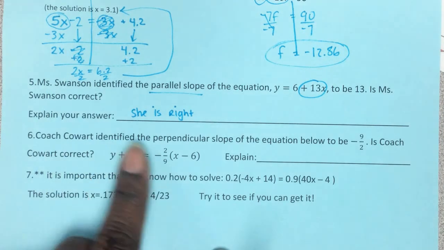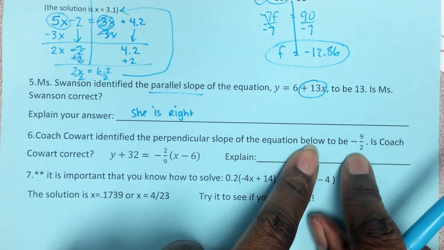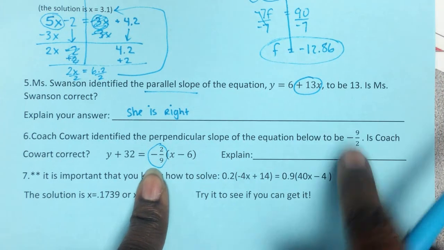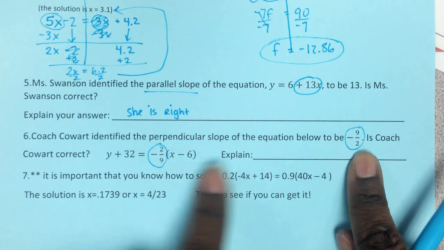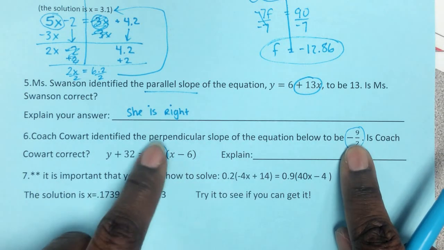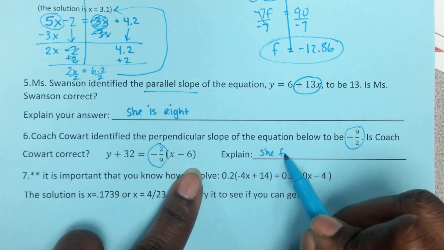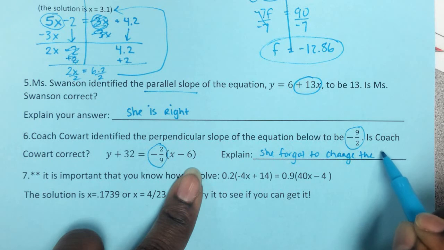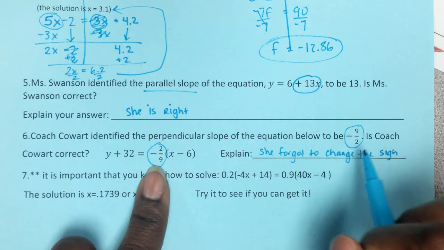Coach Coward identified the perpendicular slope of the equation below to be this. So we have our slope. Remember, yes, the slope is right in front of the parentheses. And she thinks the perpendicular one is this one. Is she right? What did she forget? She did flip it, which is good, but she forgot to change the sign. She forgot to change the negative to a positive. Because this one was negative, which means the perpendicular had to be a positive 9/2.